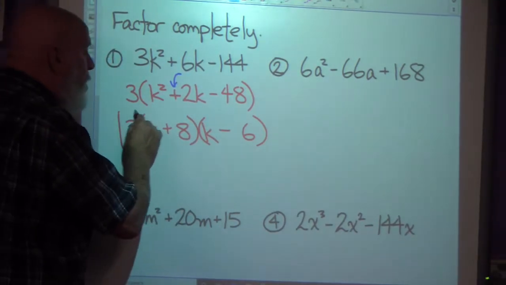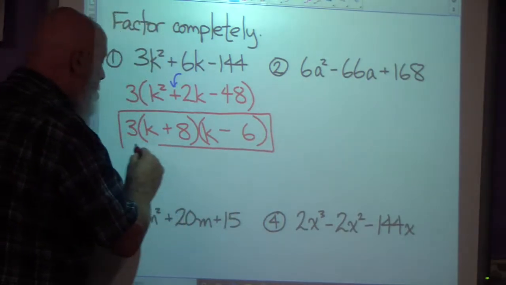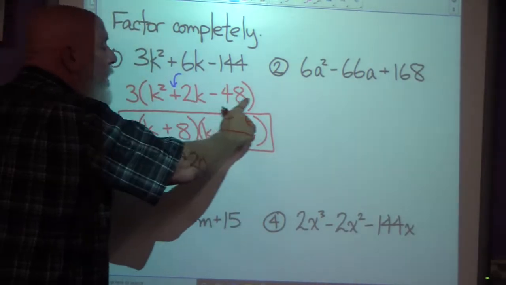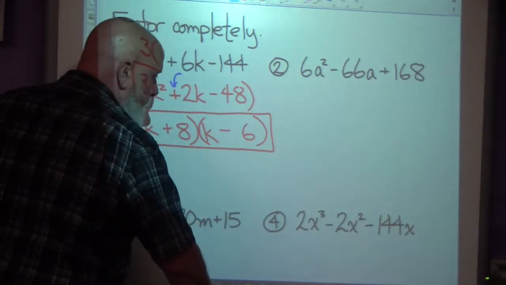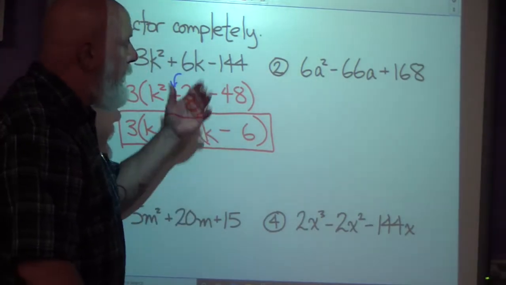And it's factored completely. The first thing I did was factor out the 3, but this could also be factored. So I went ahead and factored it. Okay, let's do another one.